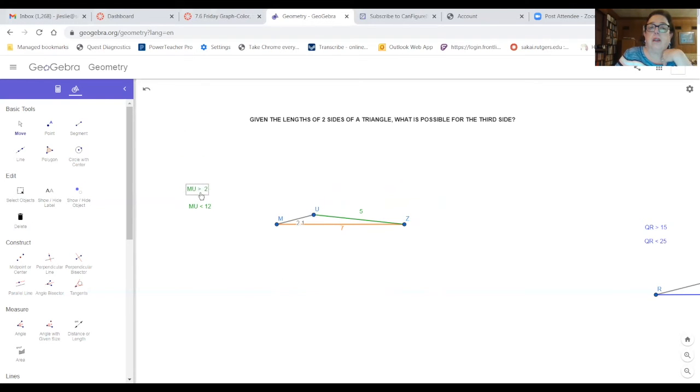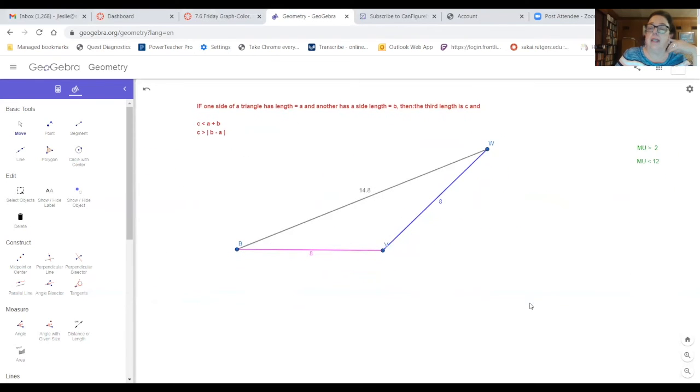So we see again that if we look at a triangle that we know two sides of, the third side has to be between the difference of these two sides and the sum of these two sides. It has to be bigger than 2, bigger than 7 minus 5, and less than 12, less than 7 plus 5. Let's look at one more example.